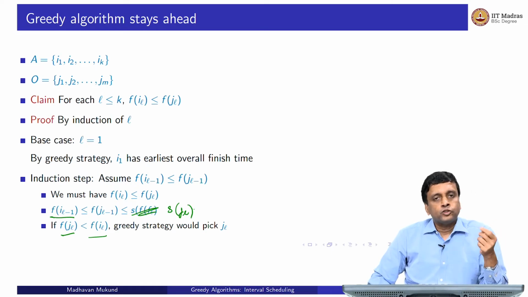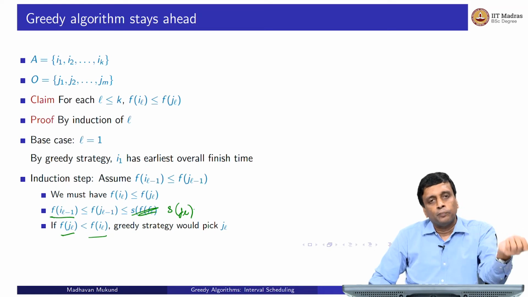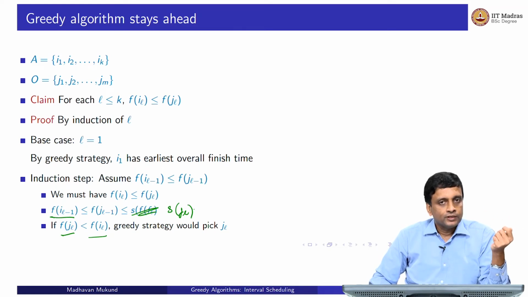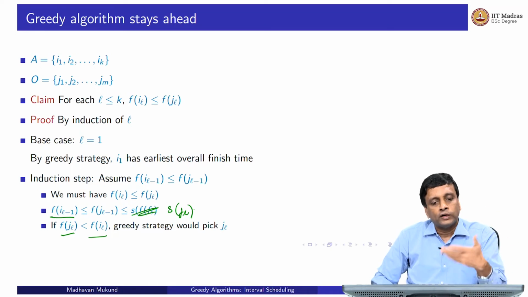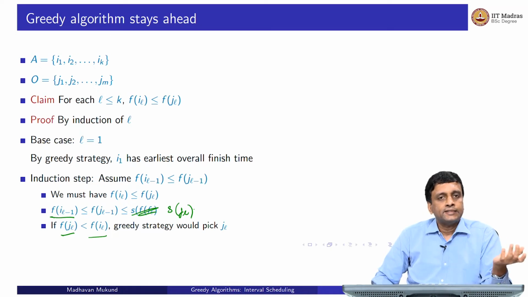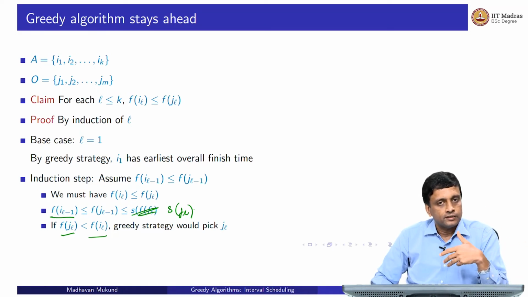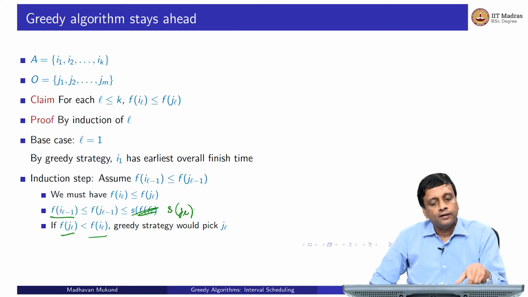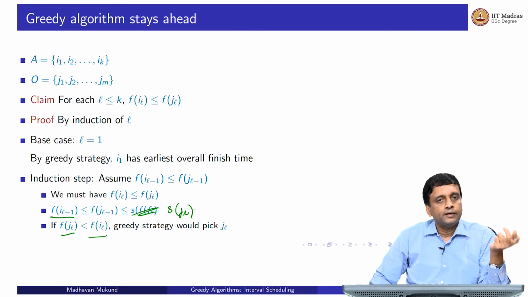The L minus 1 job, which I have put in set A, finishes before the job that the optimum one picks. If that job was available to me and it finished before IL, I would have picked it, because my strategy says pick the one which finishes earliest. So if f of JL is strictly smaller than f of IL, then the greedy strategy would have picked JL. If you are claiming that it did not pick JL, then it must be that f of IL is smaller than or equal to it. So, that is the proof.